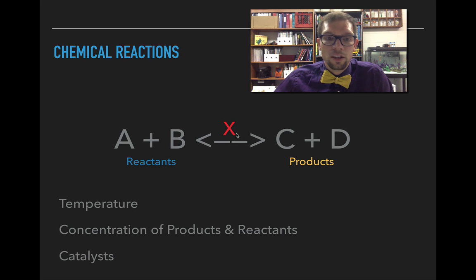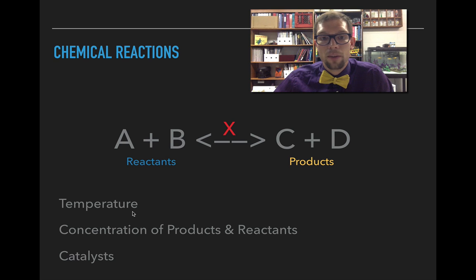X up here is what's known as a catalyst. So the catalyst is something that can speed up the rate of the reaction. It won't drive the reaction forward or in reverse. So all chemical reactions, to a degree, can go in the forward or the reverse direction. Sometimes it's more favorable to go in the forward direction, and sometimes it's more favorable to go in the reverse direction.